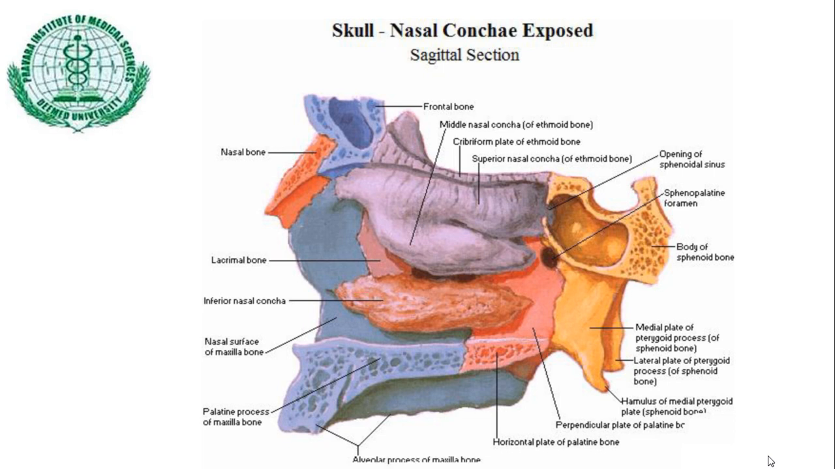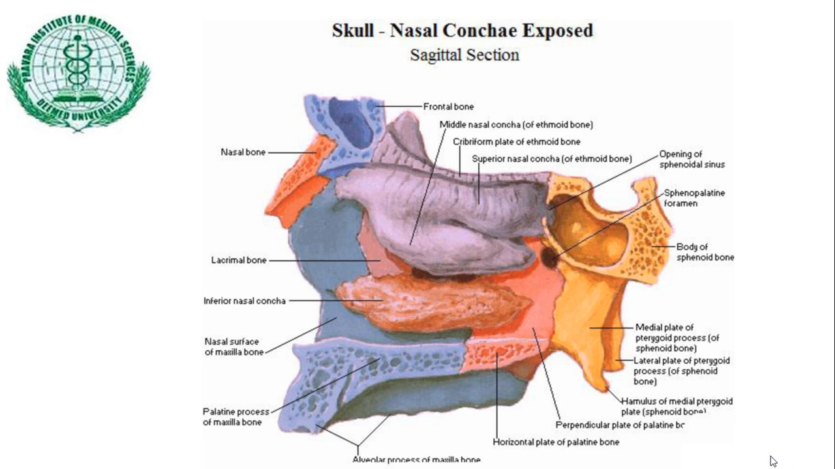Moving on to the lateral wall of the nose, it is formed by a number of bones and cartilages. Now here you can see it is formed by the nasal bone, then the frontal process of the maxilla, the lacrimal bone, then the superior and middle conchae of the ethmoid, then the inferior concha, which will be a separate bone, the perpendicular plate of the palatine bone, and posteriorly it is formed by the medial plate of the pterygoid plate.